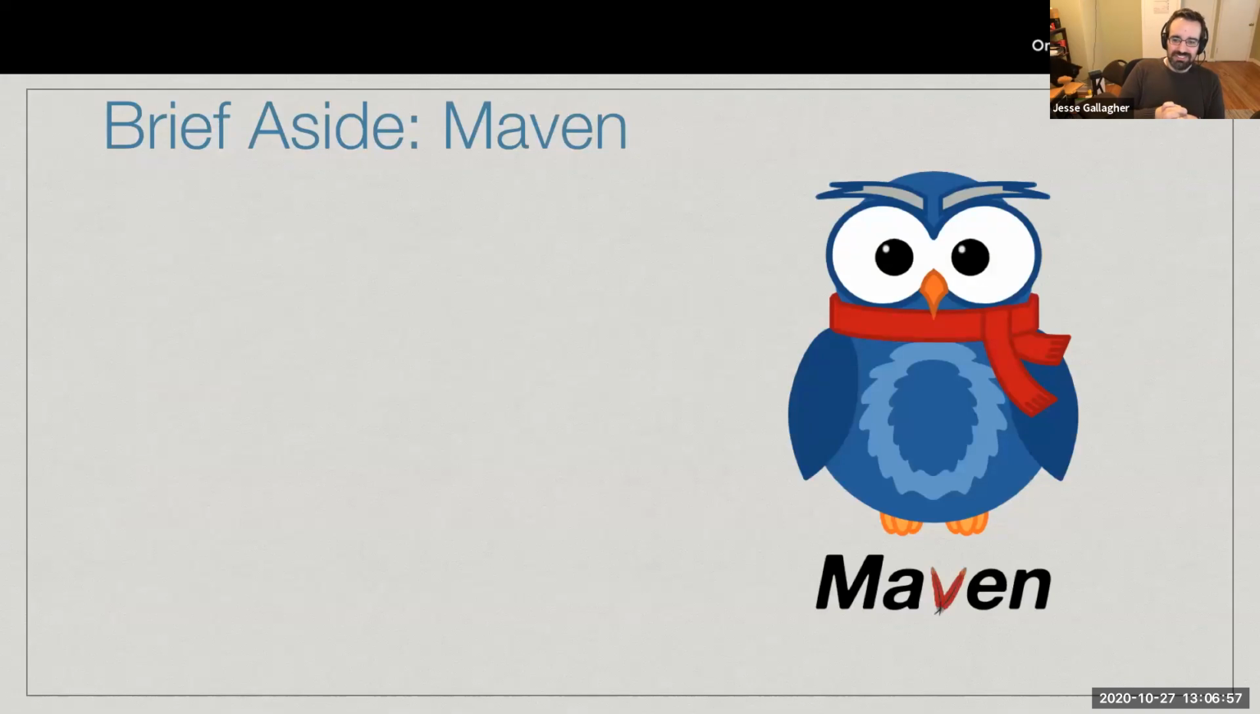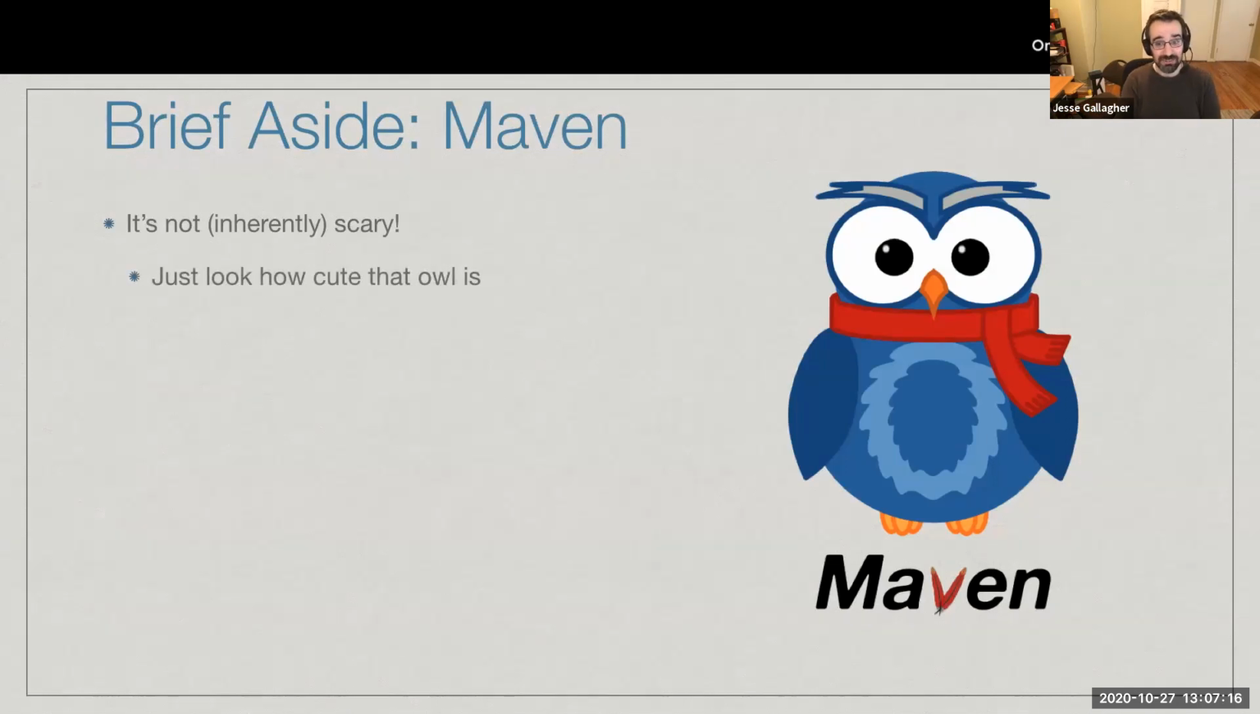Now I want to start with a brief aside talking about Maven. If you've attended any of my presentations at CollabSphere or elsewhere in the past, I pretty much always mention Maven at some point. It's just one of my things. I do want to say first that it's not inherently scary. It seems like it, but just look how cute this owl is. This is not a scary owl. Maven does not have to be terrifying. The way we've gotten into it as Domino developers a lot of the time is very intimidating and very prone to breaking, but it doesn't necessarily need to be very scary at its core.